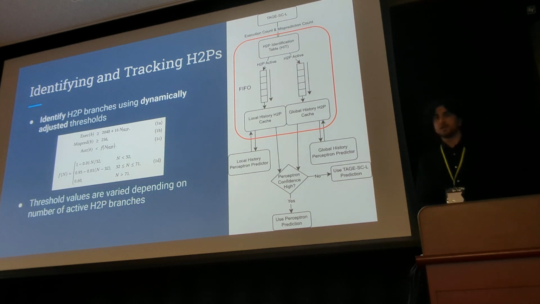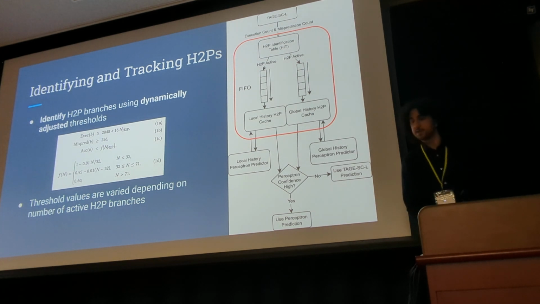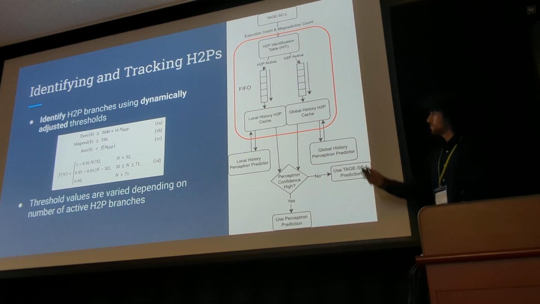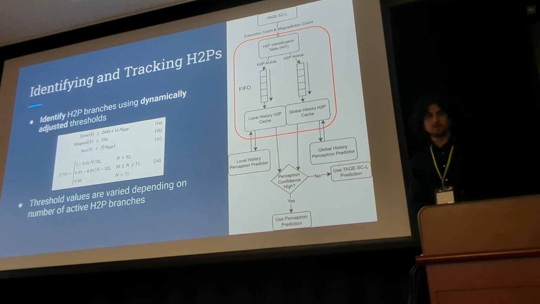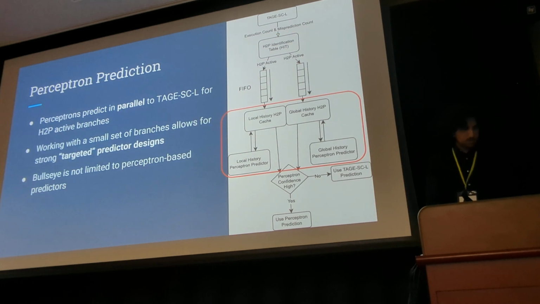Once a branch is identified as hard to predict based on the criteria we've set, it's put into a FIFO and eventually into a short list of hard to predict branches that are intended for targeted prediction. At prediction time, the perceptrons predict in parallel to Tage SCL specifically for the active H2P branches. For a general branch, we default to Tage SCL, so there's the standard Tage SCL latency.